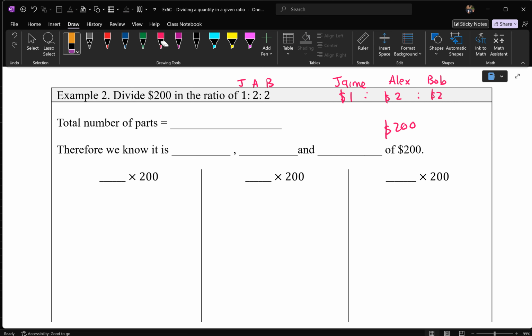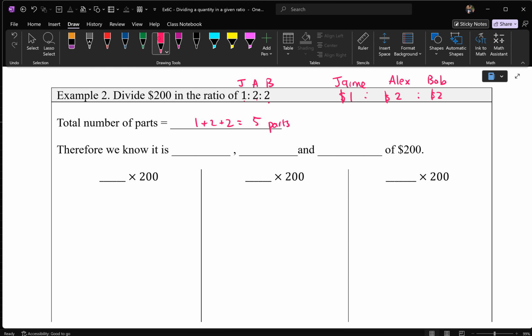And this is where you use your understanding of ratios. So here we say, well, it's 1 to 2 to 2, right? So that means how many parts are there? Well, it's 1 plus 2 plus 2, that's step number 1, is a total of 5 parts. Okay, so there are 5 parts in total.